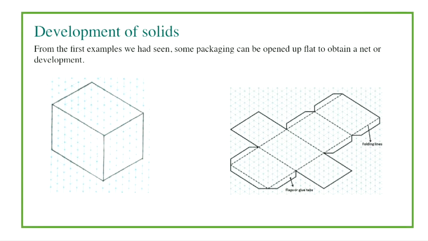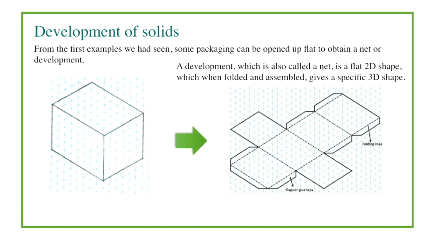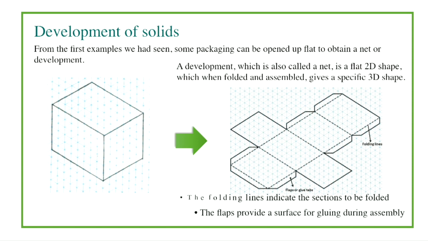From the first examples we had seen, some packaging can be opened up flat to obtain a net or development. A development is a flat 2D shape, which, when folded and assembled, gives a specific 3D shape. The folding lines indicate the sections to be folded. The flaps provide a surface for gluing during assembly.